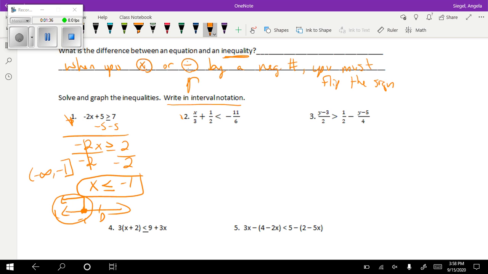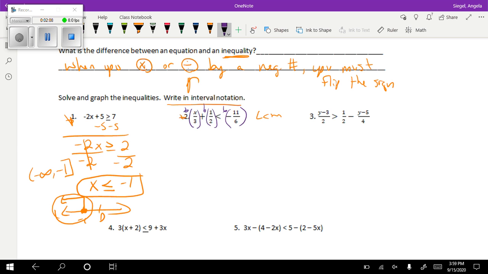Okay, so the tricky part about number 2 is that it's all in fractions. So we're going to practice this. What you're going to do is find the LCM, the least common multiple of 3, 2, and 6. So hopefully you can see that the least common multiple is 6 because 3 goes into 6, 2 goes into 6, and 6 goes into 6. So I'm going to multiply each thing by 6.